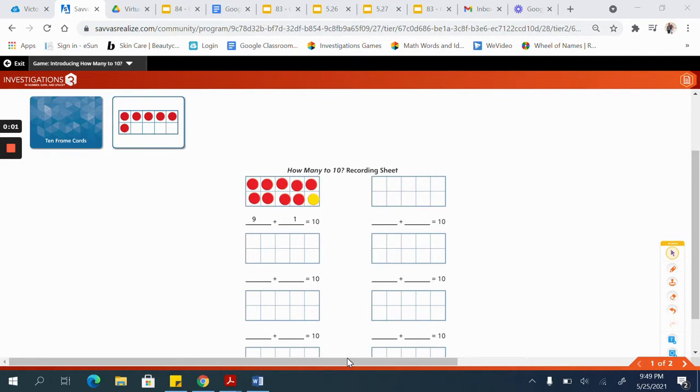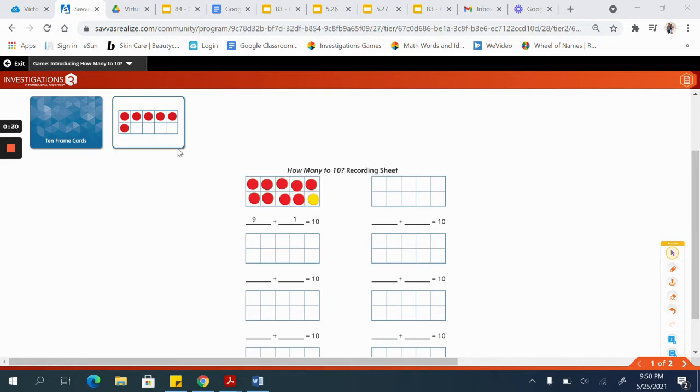Let's play another round of how many to 10. Notice the next 10 frame card I flipped over. How many dots do you see here? How do you know? I bet that some of you are sharing that you noticed that there were 5 dots on the top row and then 1 below, which makes 6.